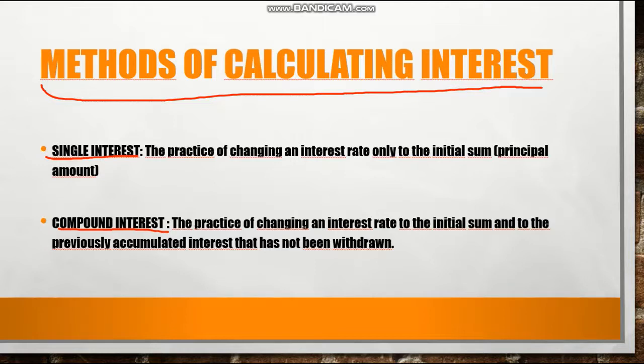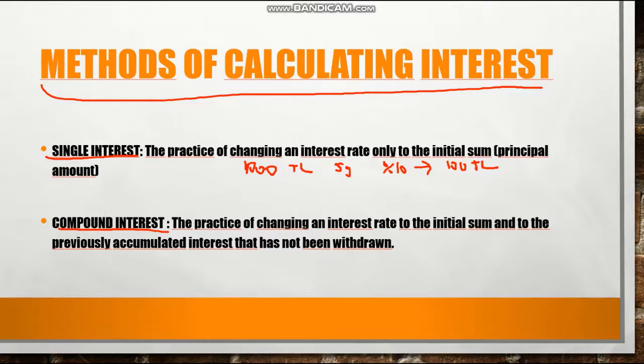Which means, for example, if you lend 1,000 Turkish lira to the bank for 5 years with a single interest of 10%, it means every year you are going to get 10%. Every year you are going to get 100 Turkish lira.